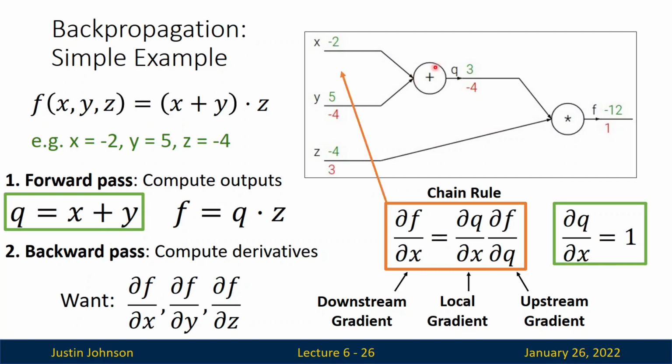And again, df/dx, according to the chain rule, is dq/dx times df/dq. And df/dq here is -4. And dq/dx is what? According to this equation, dq/dx is also 1. So this is 1, and this is -4. So the value of df/dx is -4. So, okay, now we have the gradient. We have those 3 values for x, y, z, so that we know the gradient.